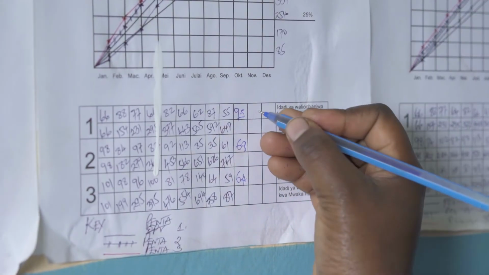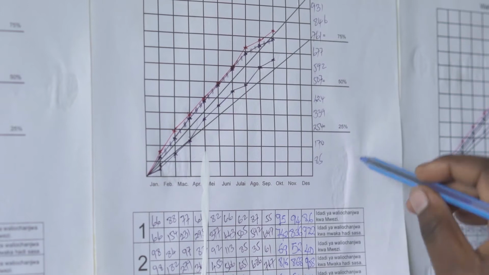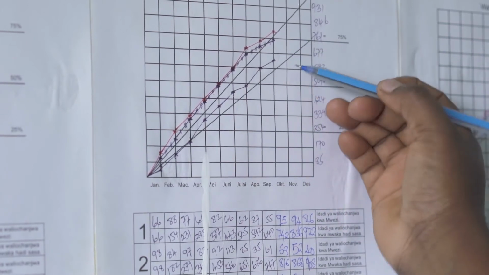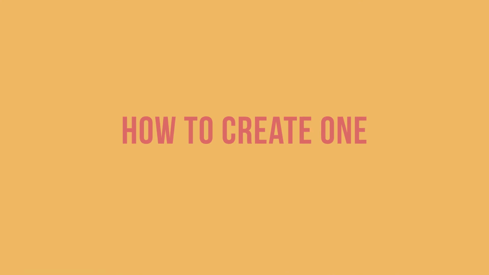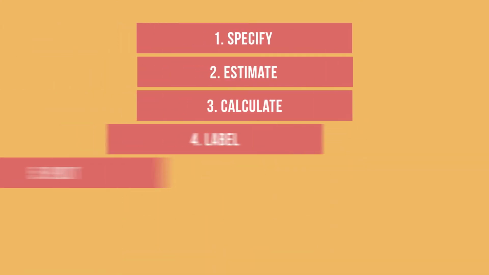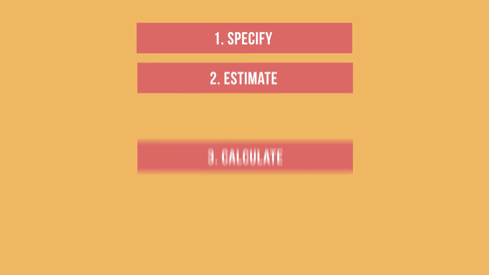A coverage monitoring chart can help all staff easily see whether they are on track to meet immunization delivery goals. So display it on your wall where everyone can see it. Here are the steps for creating one. We will be looking at these steps one at a time.